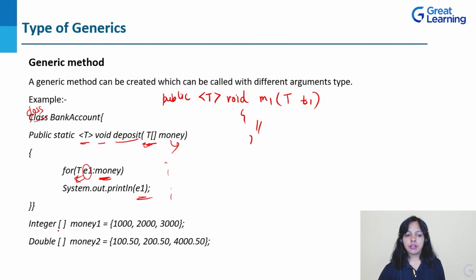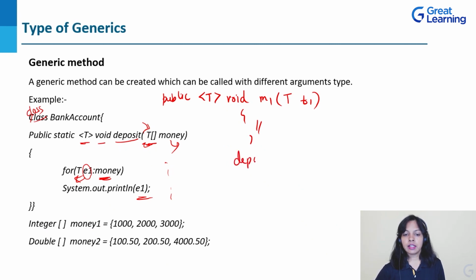Now you can see after this class is closed and the method is closed, from the main method, if I try to call this deposit method, as this deposit method will work on any specified type T, right? See here, there's a money1 array of type integer, so it has these values. Then there is another array money2 of type double, meaning it has double type values. If I call this deposit method for money1, that is of integer type, how can I call?